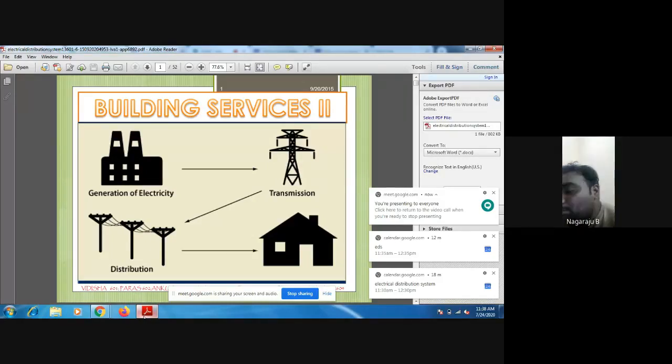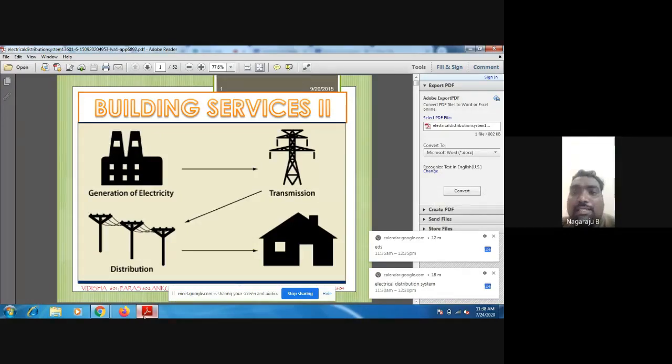Brief question about the distribution system. In the previous class I told about a few things. What is the Indian distribution system? Today I'll give what the distribution system basically is. You are seeing some building services. Okay, this is about the total generation, transmission as well as distribution part.